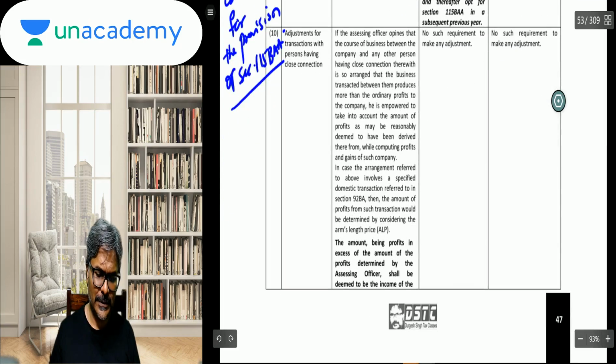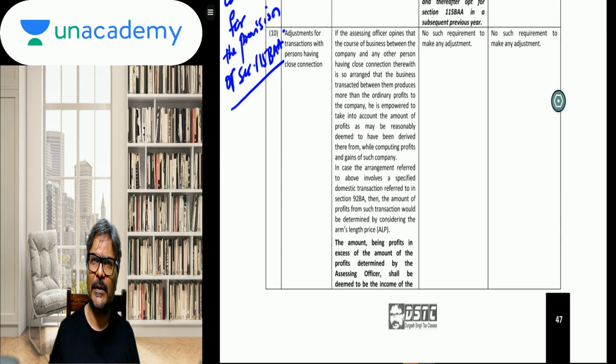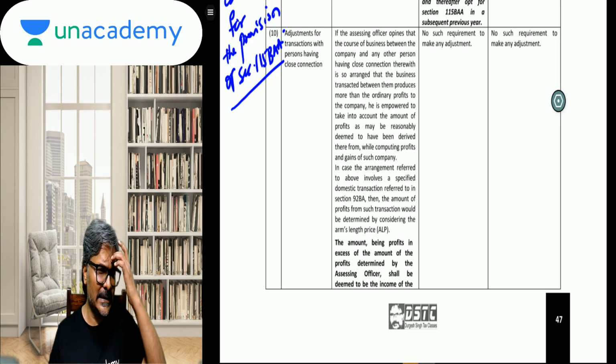Point number 10, students. Adjustment for the transaction with a person having close connection. Obviously now you can try to manipulate this, knowing the fact that it is subject to a 17% rate. There can easily be some sort of manipulation that can be done, students.